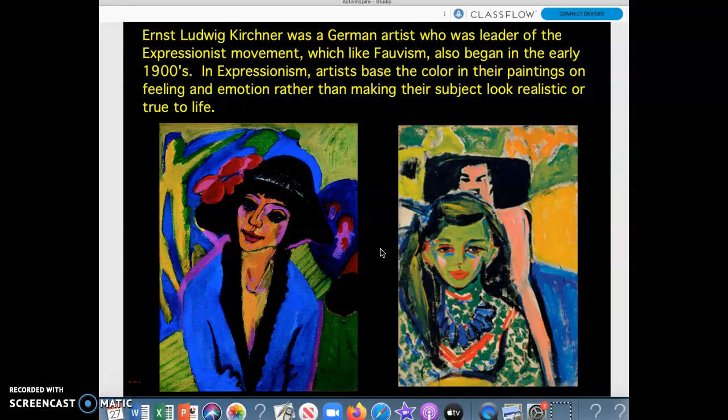Although she doesn't look very sick. She looks kind of serious. Well, I wouldn't say she looks sad, but it definitely gives us an eerie feeling, I think, with these very, very bright colors.